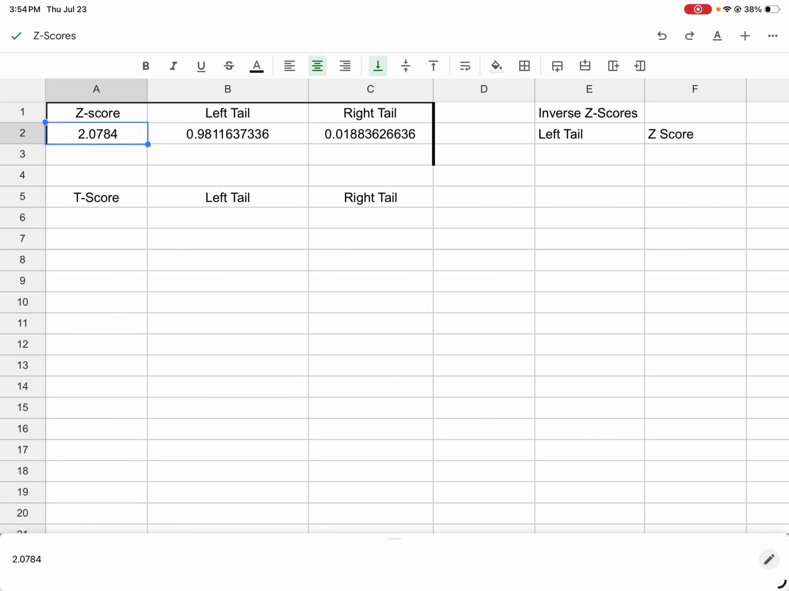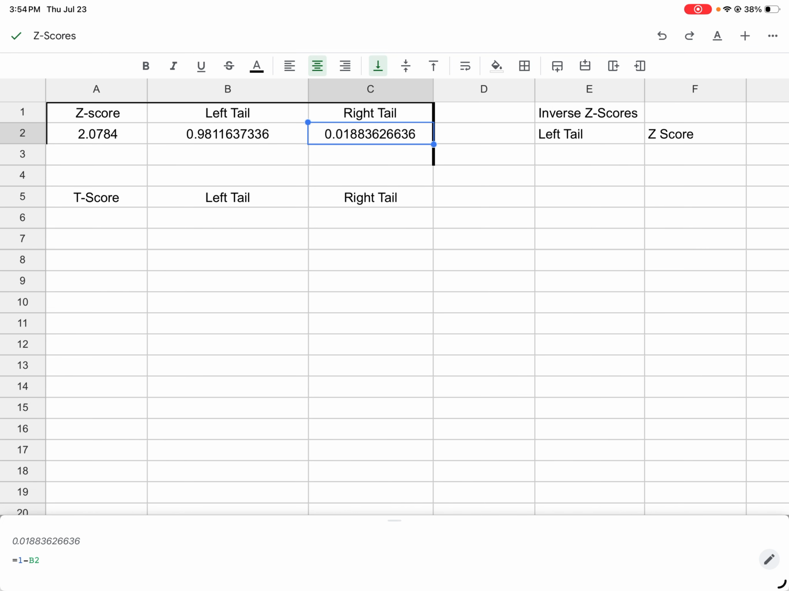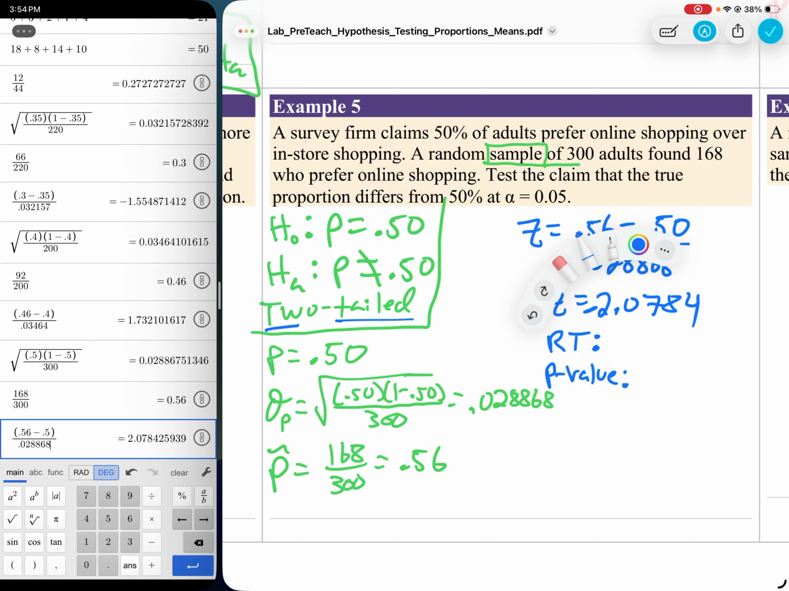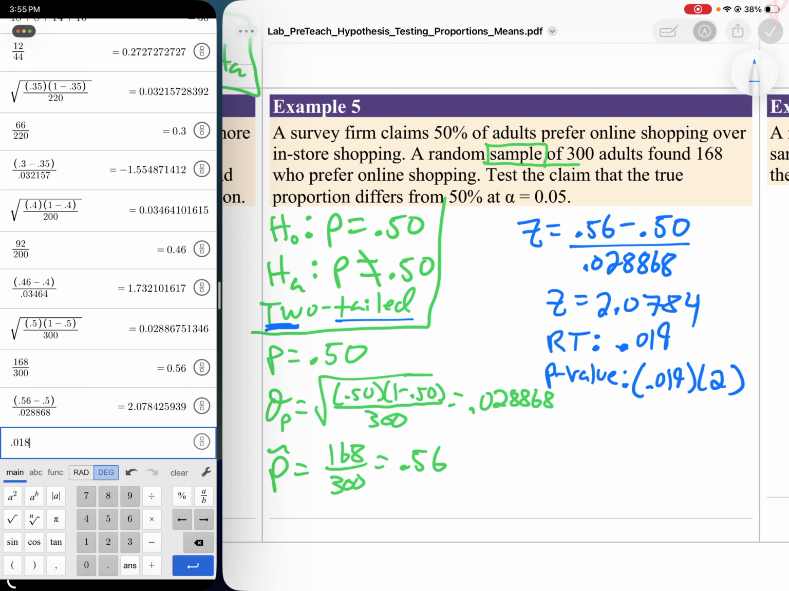So like I just said, I'm going to go grab my right tail out of this problem, 0.019. And I grabbed the right tail because I have a positive z-score right there. Now, if it's a two-tailed test, I don't have my p-value yet. When I just had a left or right tail test, I was done when I got my left or right tail. I had my p-value. For a two-tailed test, we need to take the tail that you grabbed times 2. 0.019 times 2. So my actual p-value I'm going to use for this problem is 0.038.